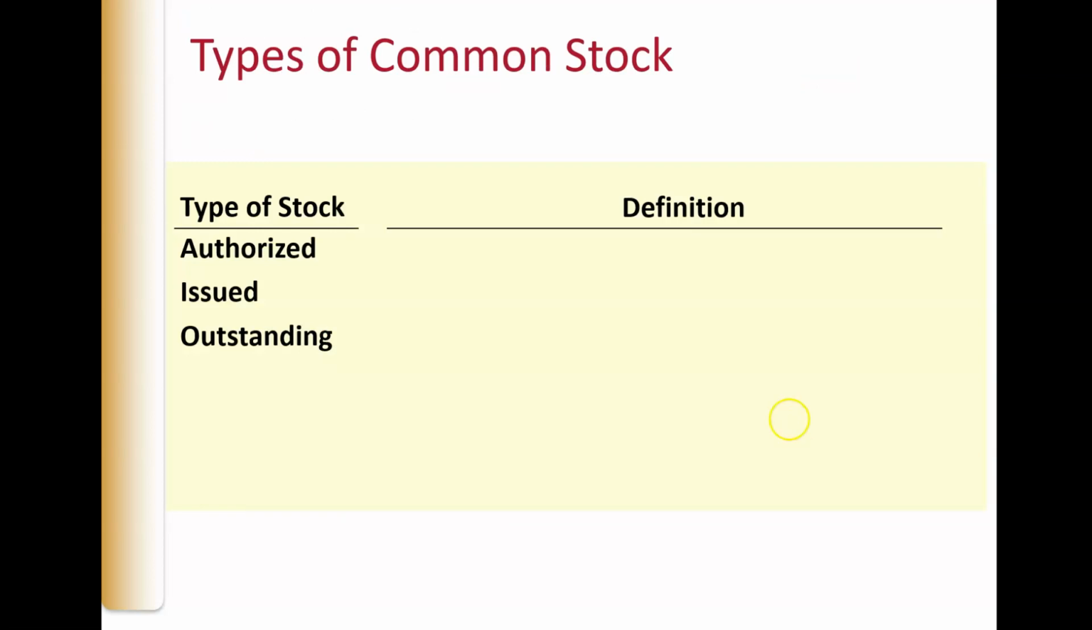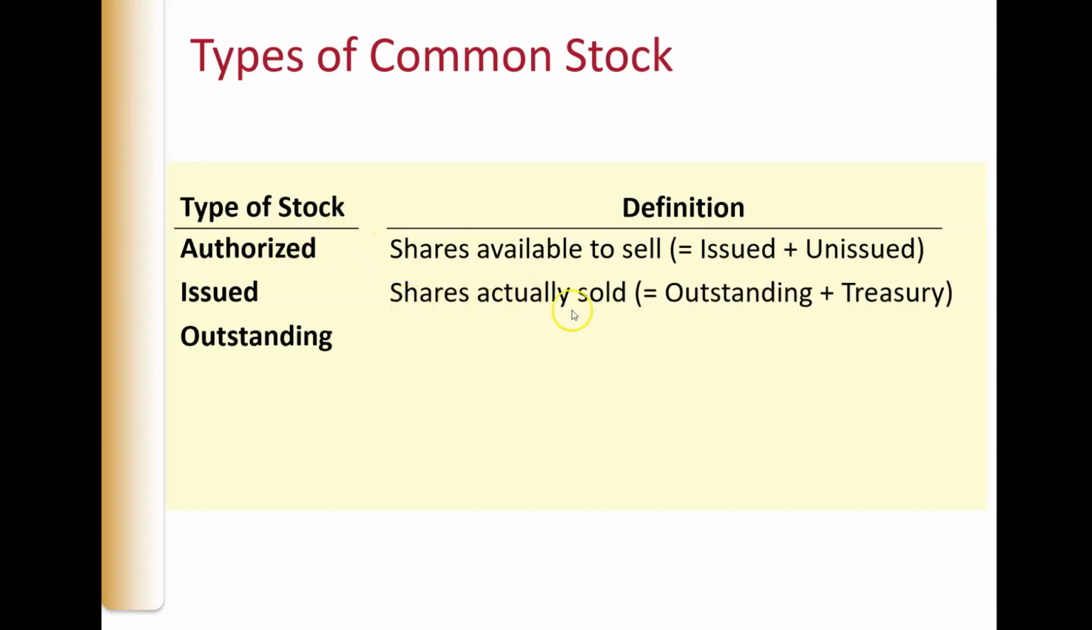So, types of common stock. There are three types: authorized, issued, and outstanding. And this is critical that you understand this, or you won't be able to do any of the problems in the homework. Authorized are the number of shares available to sell. In other words, what did they set up in their corporate charter? Those are the authorized shares. All of the shares of a company are authorized. Issued are the ones that are actually sold.